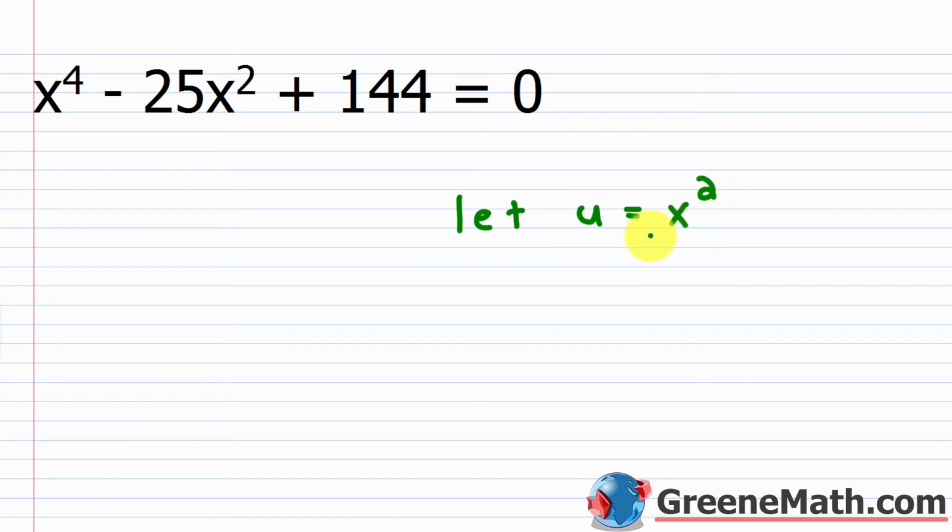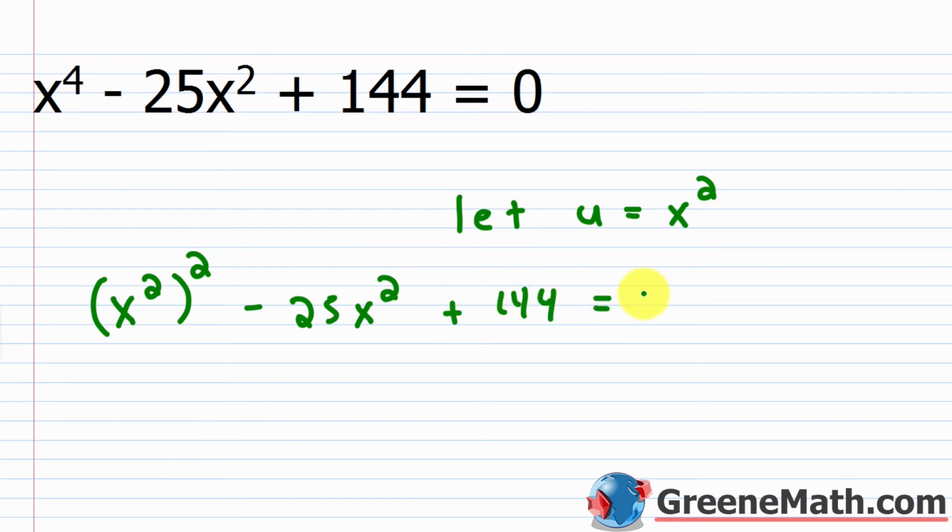Now, in order to do the substitution, and in order to show it to you, I'm going to use my rules of exponents, and I'm just going to rewrite my equation. So x to the 4th power, I'm going to write that as x squared being squared. Okay, I haven't done anything illegal. Power to power rule, that would still be x to the 4th power. Then minus 25x squared, then plus 144 equals 0.